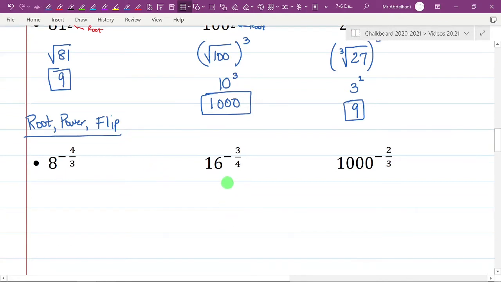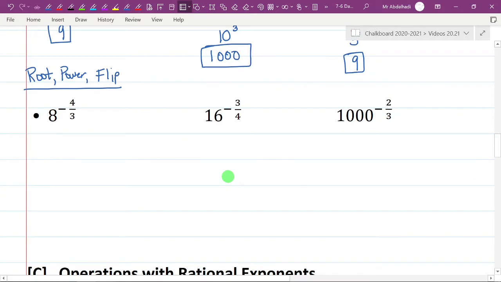So you want to do this the easy way. That's what you want to do. Because check this out. You have a fourth power here. 8 to the fourth power is huge. You're not going to be able to do that in your head. 8 times 8 times 8 times 8 is a very big number. Okay? So don't do that.